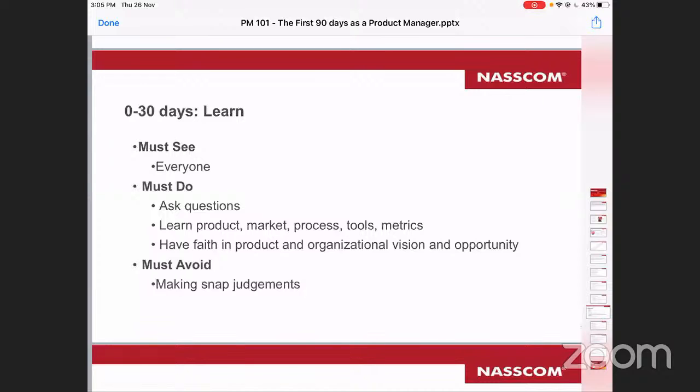I think that's so important. So please take advantage of this. So 0 to 30 days, I would say, is a truly learning period, learning without bias.